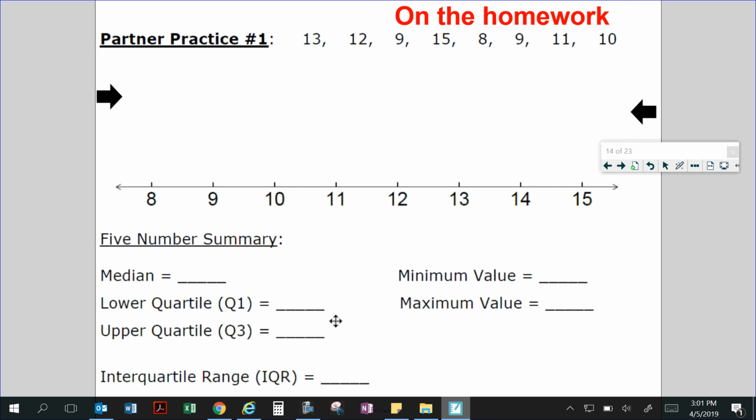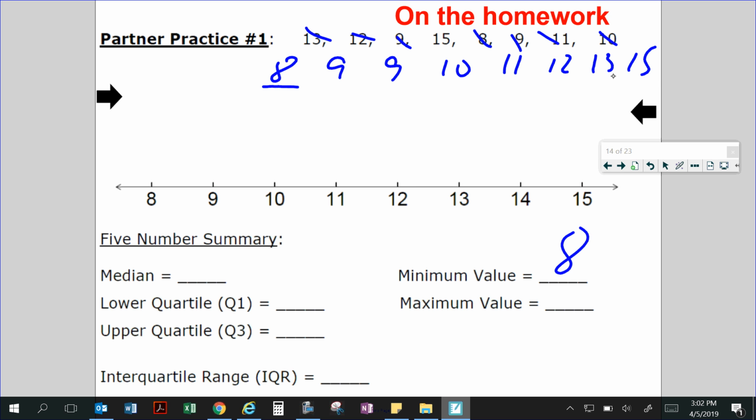So median, put all these numbers in order: 8, 9, 9, 10, 11, 12, 13, 15. What's the minimum? 8. What's the maximum? 15. What's the median? It's between 10 and 11, or 10.5.